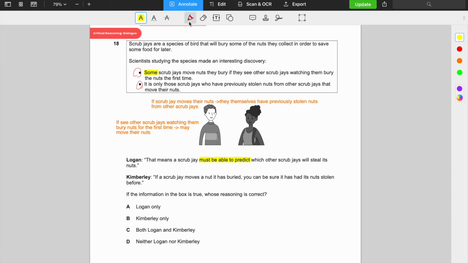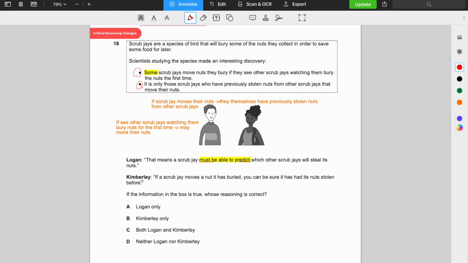that can be a viable inference from the first statement. But Logan says must be able to predict, and there's no evidence whatsoever backing that claim up, because must is very weighty. Must is saying 100% of the time scrub jays will know for sure if other scrub jays will steal its nuts.